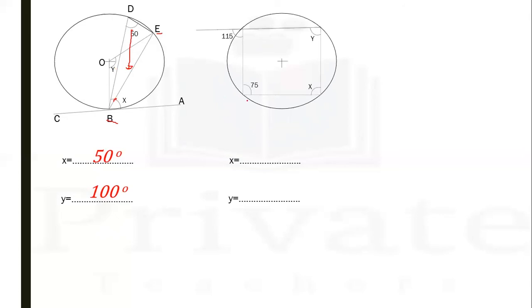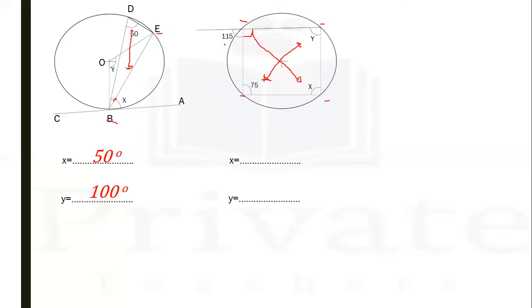Here, this shape is a cyclic quadrilateral. This vertex, this vertex, this vertex, this vertex. So it is a cyclic quadrilateral. Therefore, the two opposite angles are supplementary. This is the first rule of the cyclic quadrilateral. And then this is the adjacent. This is the opposite angle.